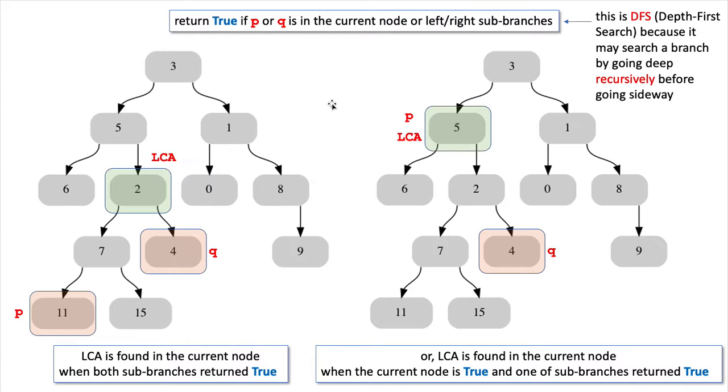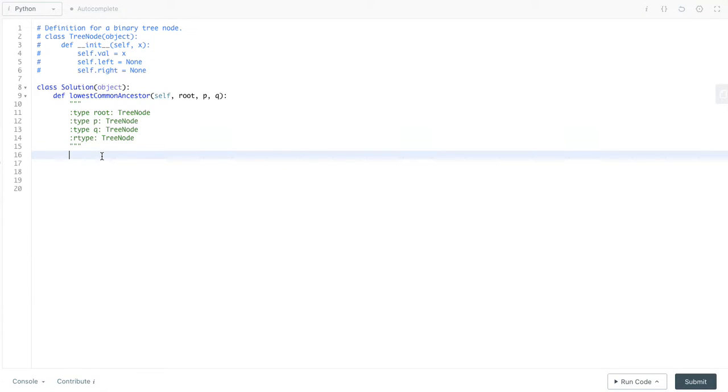And there are two conditions under which we can find an LCA. The first condition: LCA can be found in the current node if both subbranches return true. The other condition that makes sure we have found the LCA is when the current node is P or Q and one of the subbranches is also true. With all the background knowledge introduced, now let's write the code.